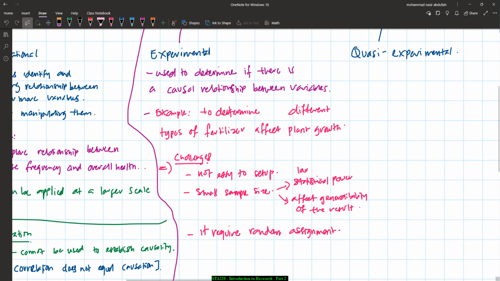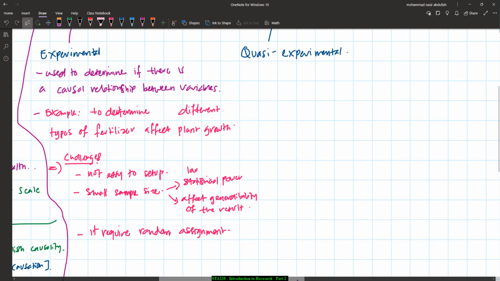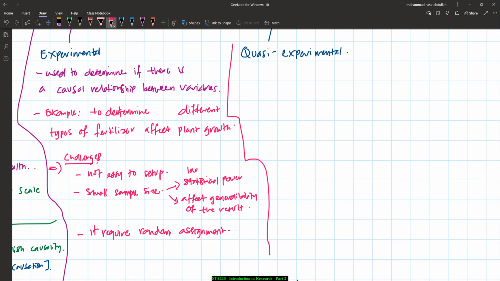And what is experimental design? So now another one is we have quasi-experimental design. Quasi-experimental design is used to investigate causal relationship. Of course, it's the same as experimental design, but in this design, the researcher has no ability to control the random assignment of the participants, right?